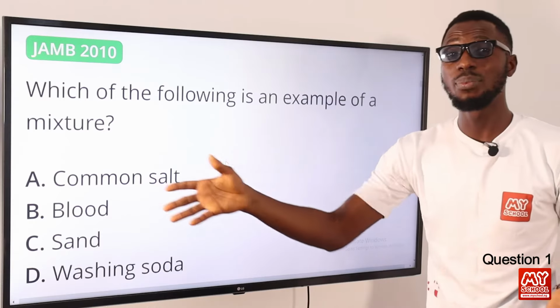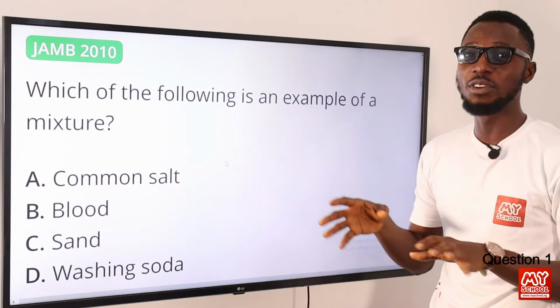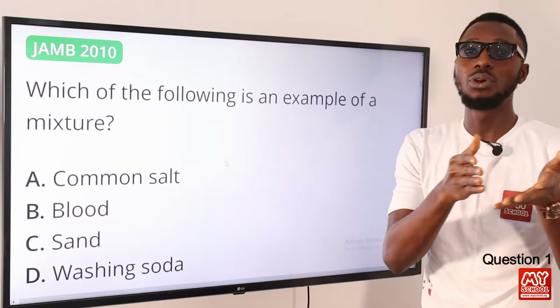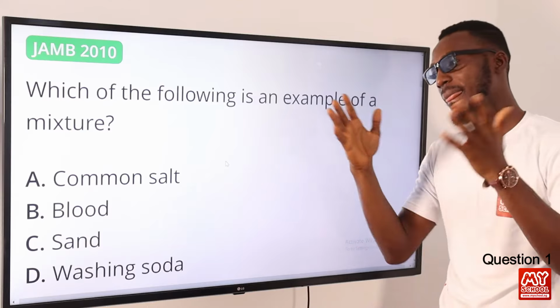Other examples of mixture, talking about air, the definition of air is a mixture of gases. You have your carbon dioxide, you have your nitrogen, you have your oxygen and the likes.